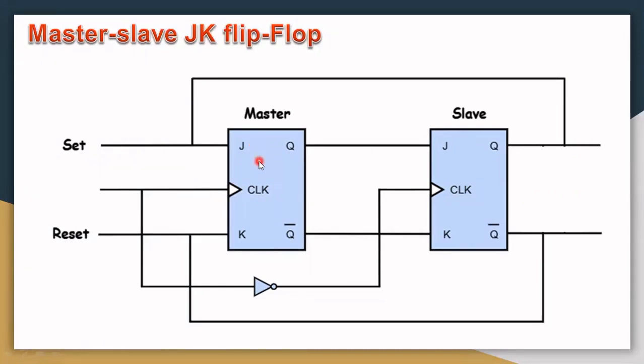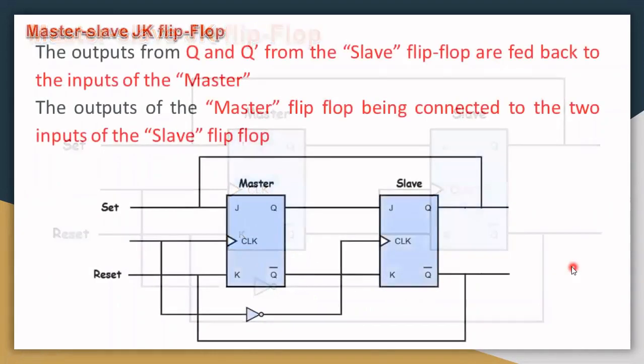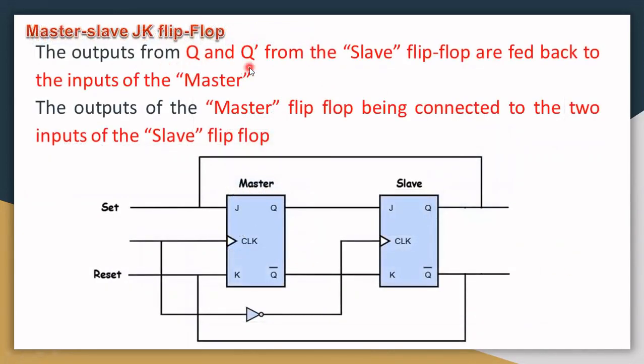So from the figure, it is understood that in the positive clock cycle, the first master flip-flop gets activated and the slave flip-flop is inactivated. And in the negative clock pulse, master gets inactivated and slave gets activated. So the outputs Q and Q dash from the slave flip-flop are fed back to the input of the master. The output of the master flip-flop is connected to the two inputs of the slave. That is all we discussed in the previous slide.